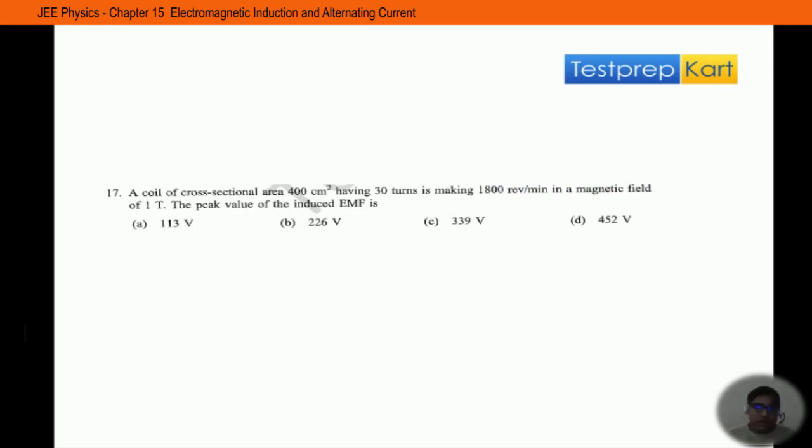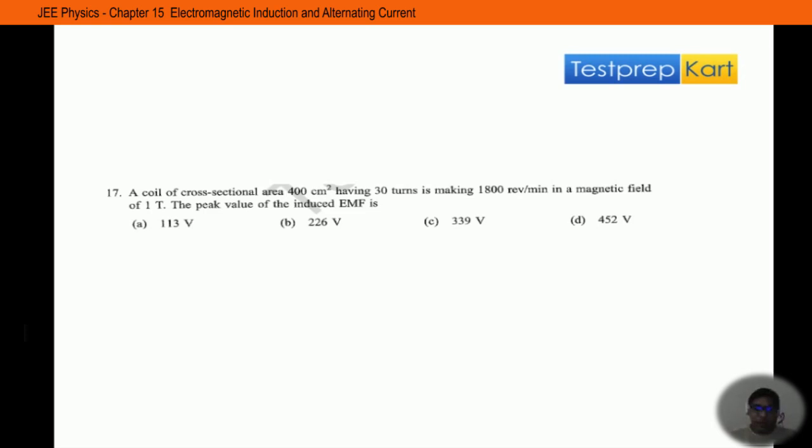Let's see next question. It is saying a coil of cross section 400 centimeter square having 30 turns, and it is making a revolution of 1800 revolution per minute in a magnetic field of 1 Tesla. So the peak value of EMF induced.